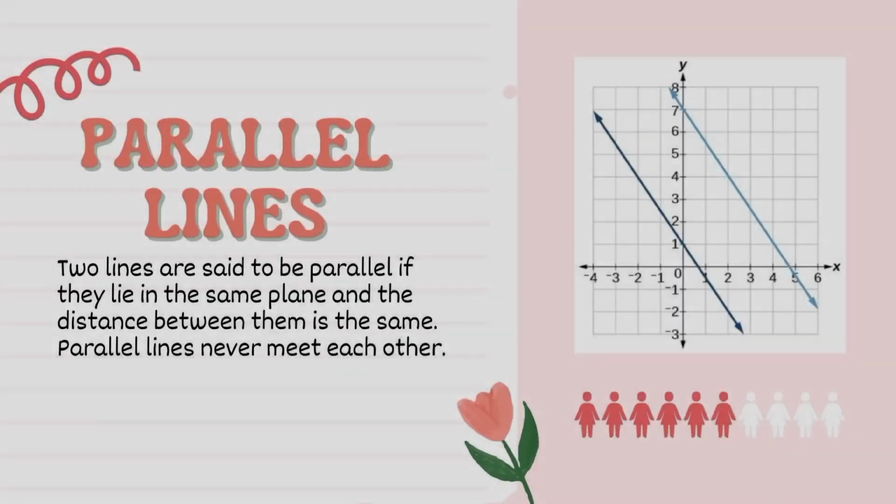Parallel lines. Two lines are said to be parallel if they lie in the same plane and the distance between them is the same. Parallel lines never meet each other. Now, as you can see in the illustration beside, there are two lines that are not intersecting, with space between them, and that is what we call parallel lines.